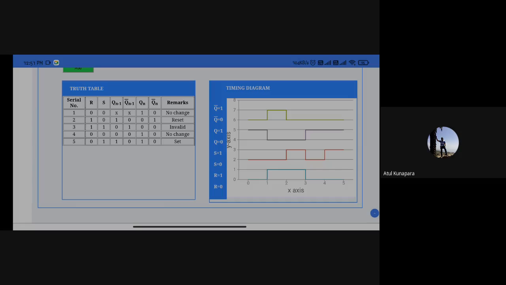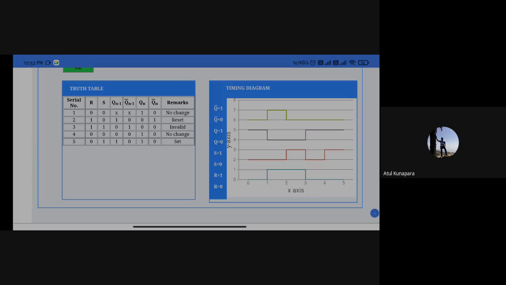And if you look at the truth table here, for the first case, R and S both are 0. For the second case, R equal to 1 and S equal to 0. Before that, what was Q? In the table, you can see Qn minus 1 is mentioned. That is the output before you applied this condition. So that is Qn here. What was there in the first condition will become Qn minus 1 for the second condition. The serial numbers 1, 2, 3, 4, 5 are the timing steps 0 to 1, 1 to 2, 2 to 3, like that. So accordingly you can verify it.